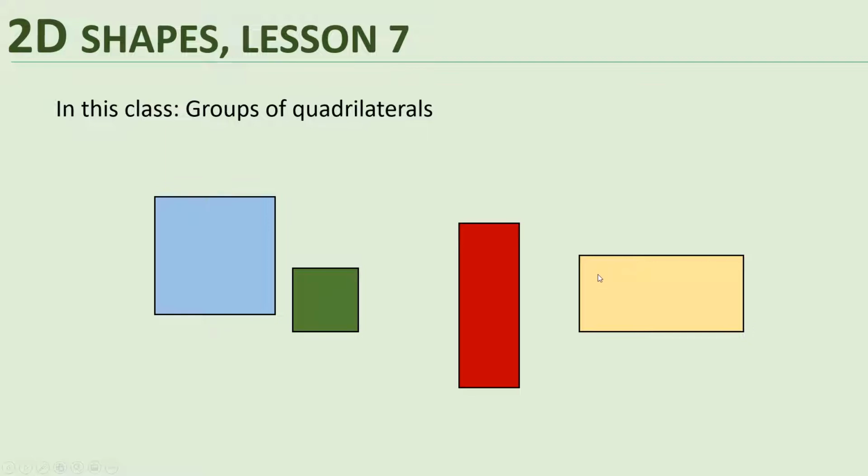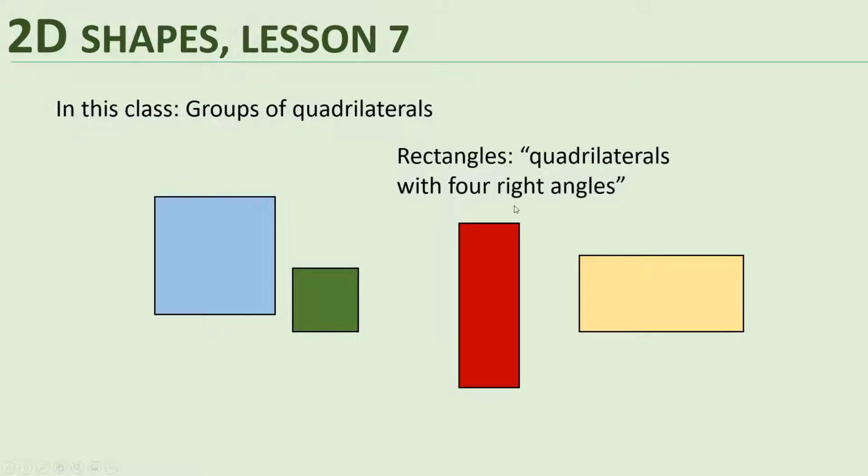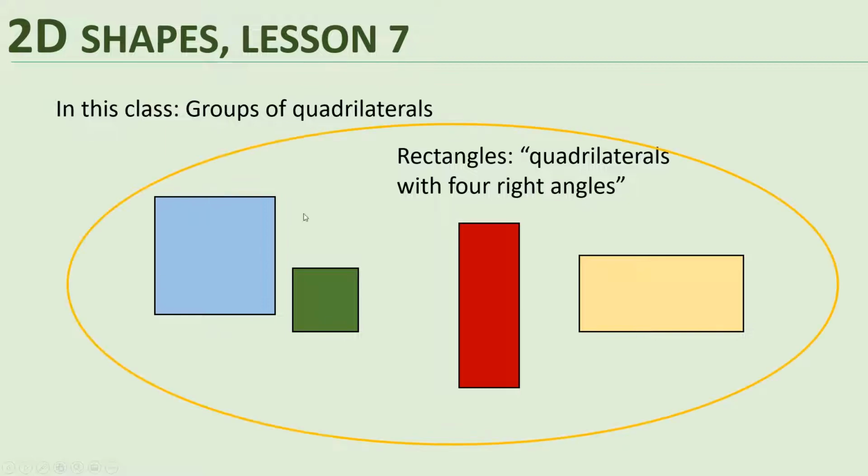But in mathematics, we like to go back to the definition of a shape. What is a rectangle? A rectangle is a 2D shape with 4 sides and 4 right angles. And that is actually true for all of these shapes. So all of these shapes are rectangles, and a square is just a special rectangle where all the sides are equal.